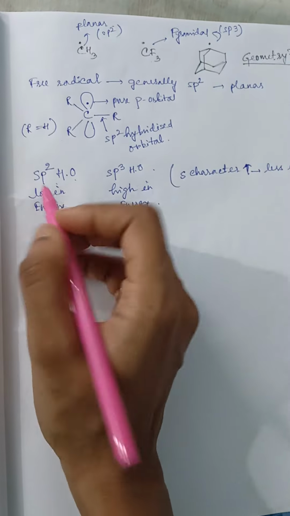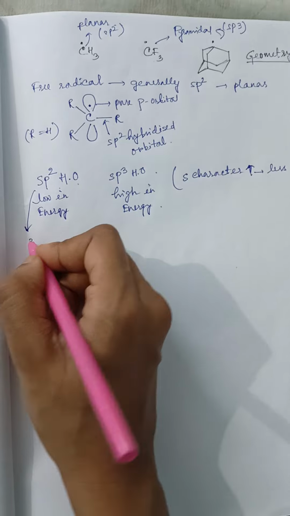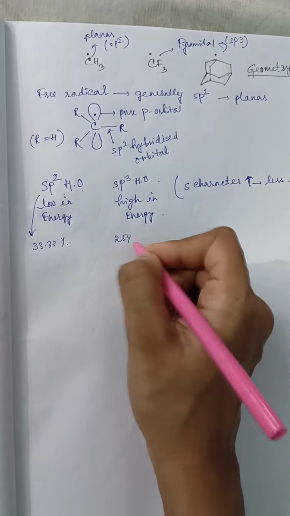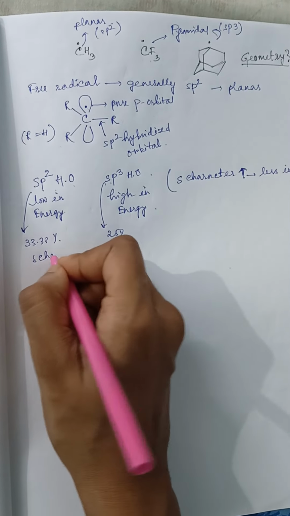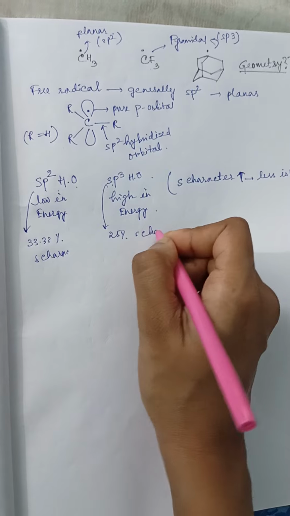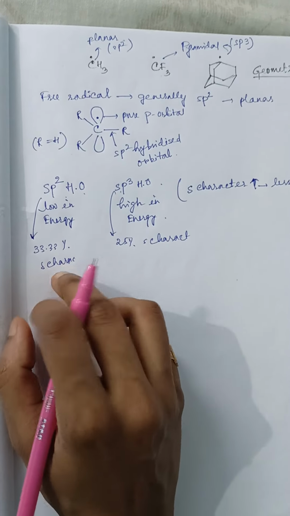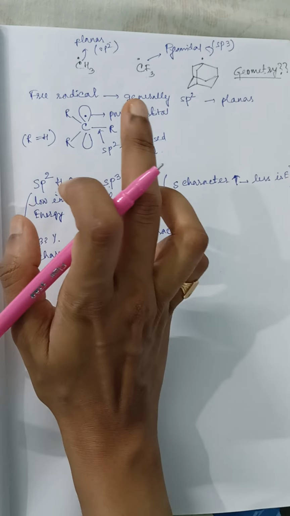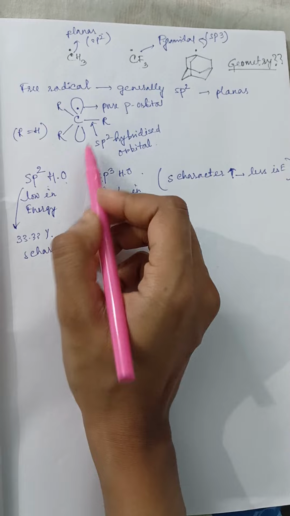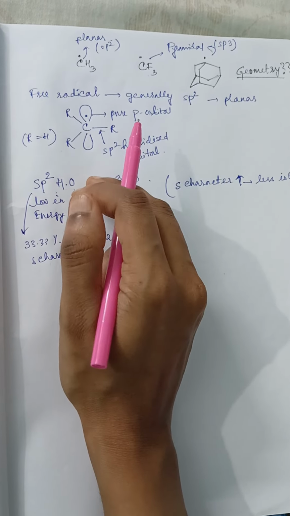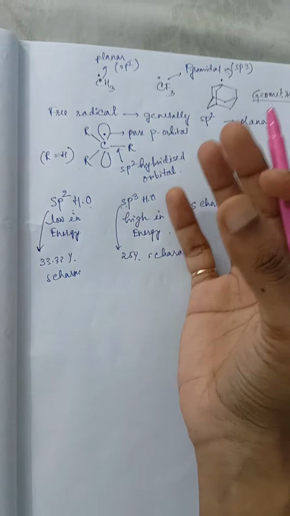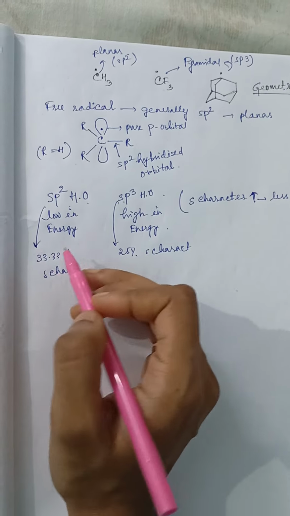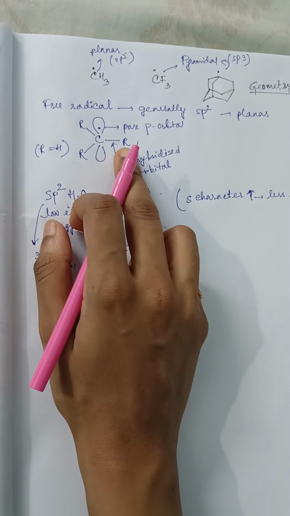Okay, so this sp2 has 33.33% s character, but here it has 25% s character. Since it has greater s character, it's lower in energy. Now when there is a free radical electron, it is energetically very favorable to keep the bond pair electrons in sp2 hybrid orbitals, because they are low in energy compared to sp3.